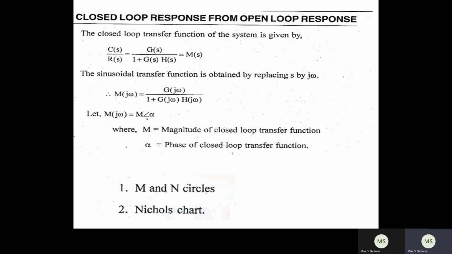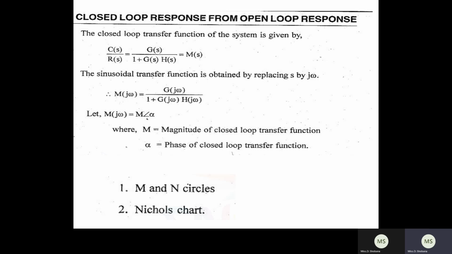Here you can see the closed loop transfer function, C of s divided by R of s, which is equivalent to G of s divided by 1 plus G of s into H of s. The closed loop sinusoidal transfer function is always taken in terms of M of s, where s will be replaced by j omega. Therefore, M of j omega is equal to G of j omega divided by 1 plus G of j omega into H of j omega.